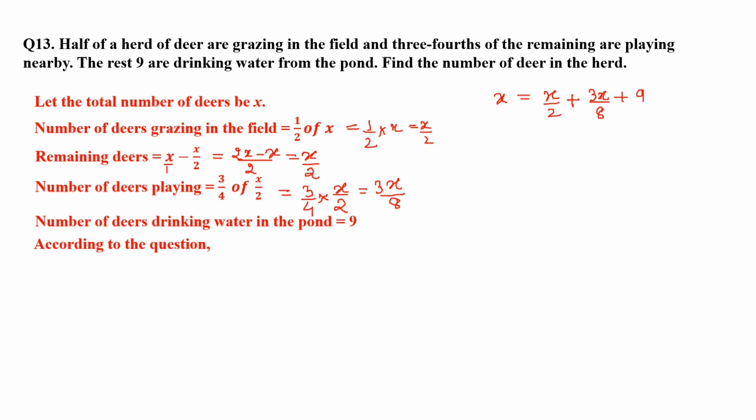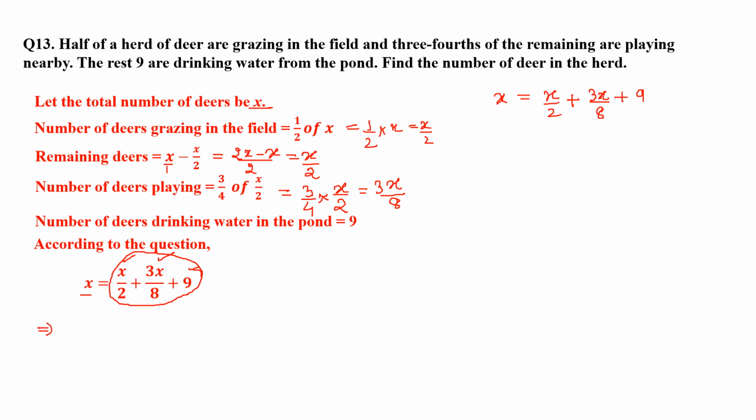Isn't it? So according to the question, the total number of deer is the sum of the deer who are grazing plus the deer who are playing plus the number of deer who are drinking water in the pond. The sum of this is x, because no deer are getting added from anywhere. All the information is given about the total number of deer which I have taken initially as x. Now you have to solve it.